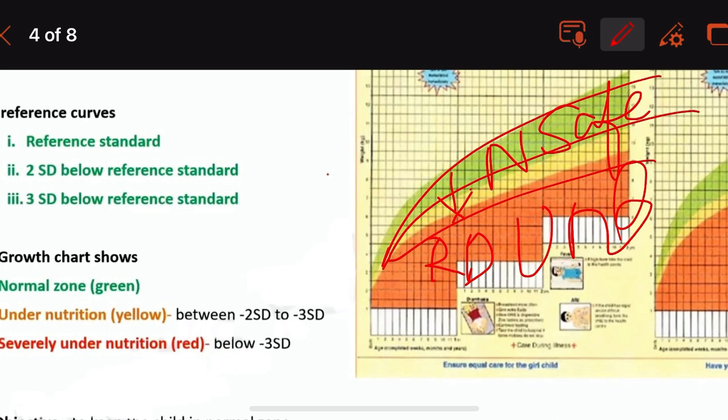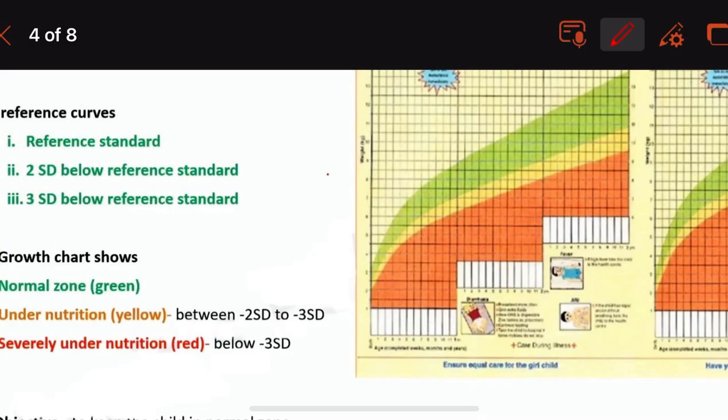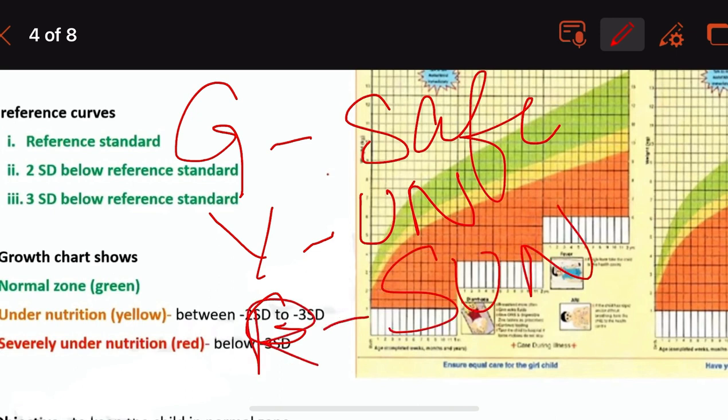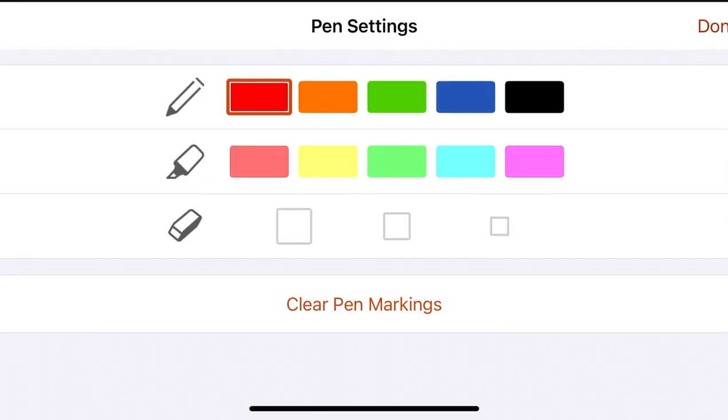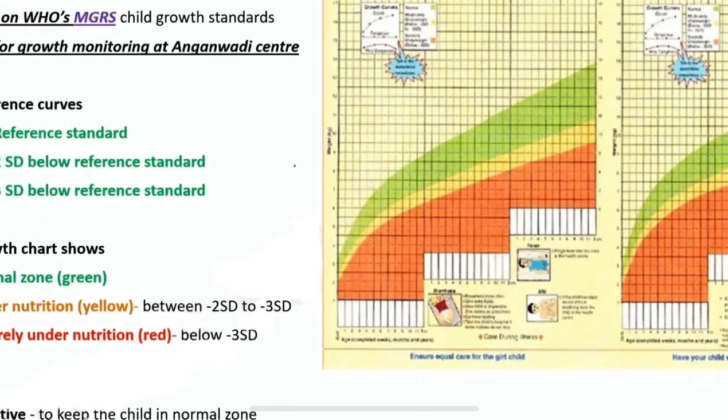Yellow shows that the baby is undernourished, and red shows the baby is severely undernourished. Clear, guys? Green, the baby is safe. If it is yellow, the baby is undernourished. If it is red, the baby is severely undernourished. Okay, so we are done with this. Similar is for the boys as well.